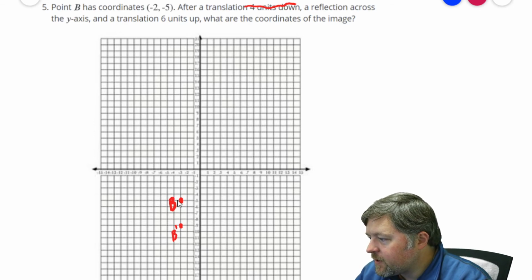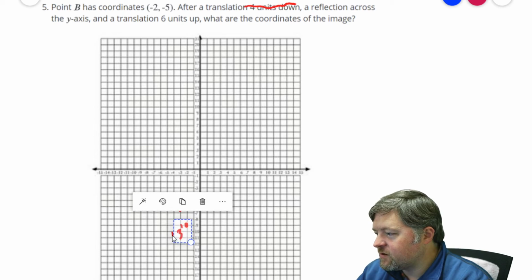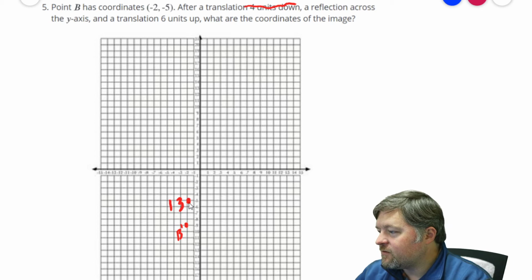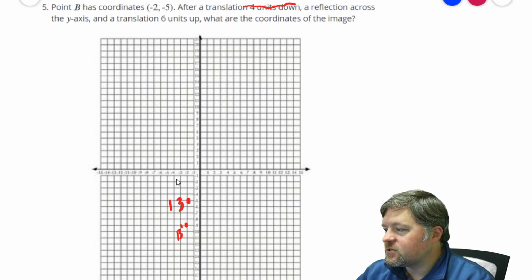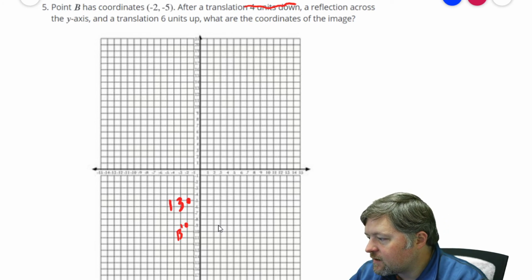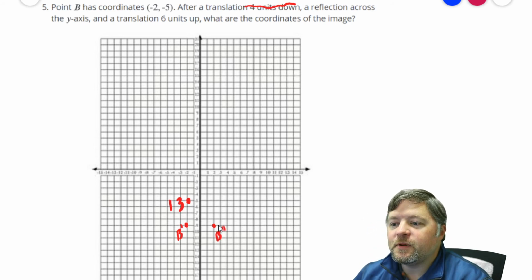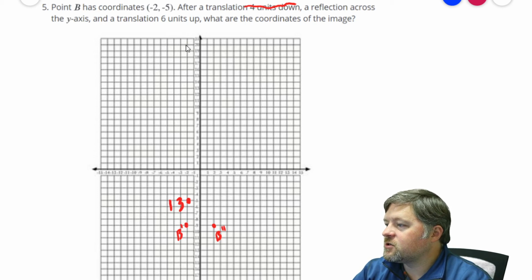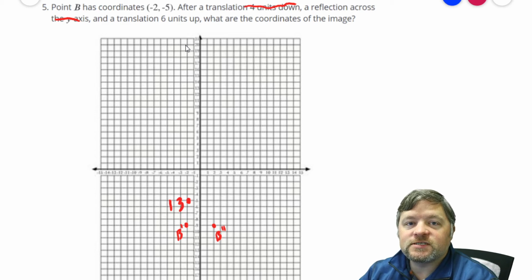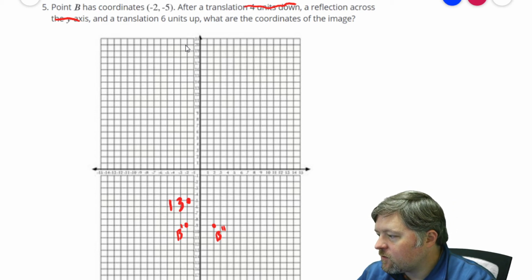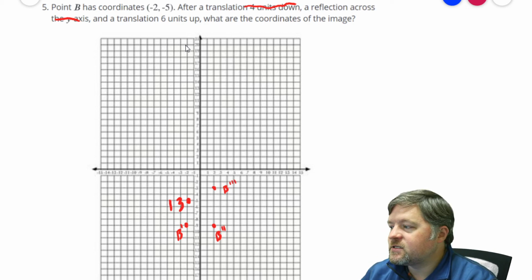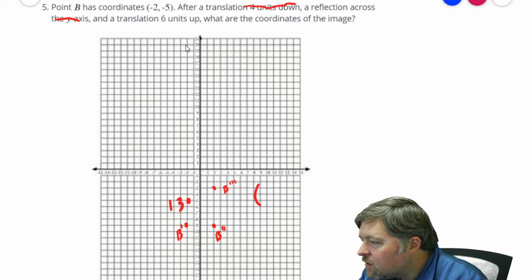Ooh, that looks like my B and B prime were in the wrong place. Someone should say, hey, Mr. Boskin, pay more attention to what you're doing. Those were at an x of -3, not -4. There. I fixed it. Now, we were at -2, -5, which is where we started. We translated down, then we're at -2, -9. Reflect across the y-axis, and now we are at 2, -9. I'll call that B double prime. Reflection across the y-axis, we did that. And a translation 6 units up: 1, 2, 3, 4, 5, 6. I'll call that B triple prime. And the coordinates of that point are 2, -3.